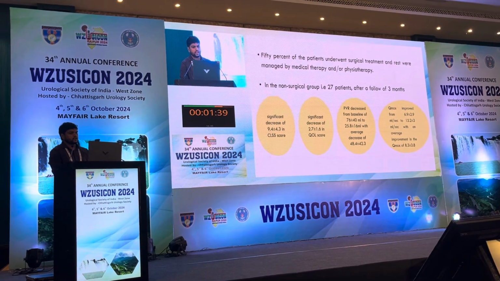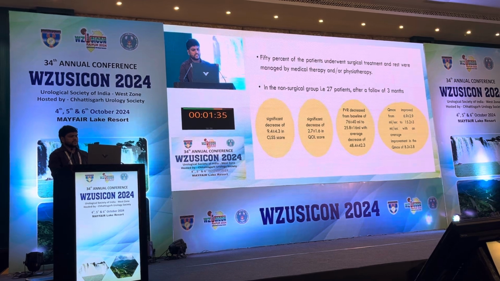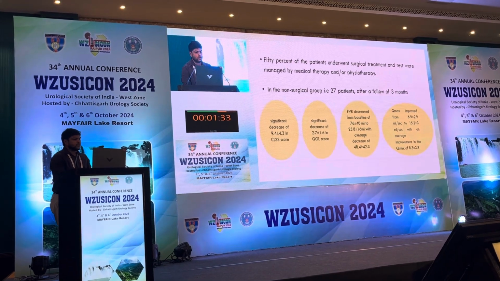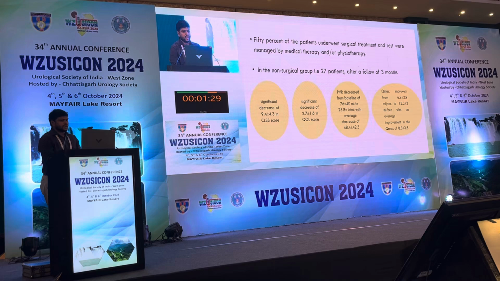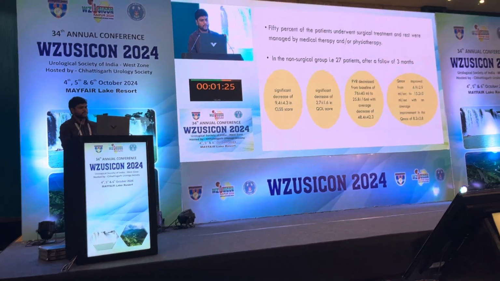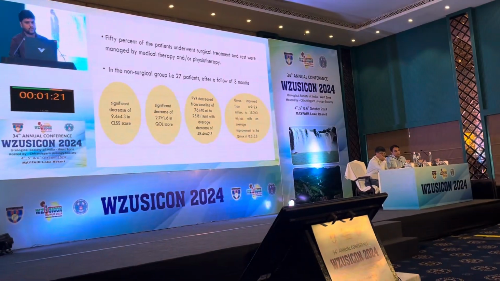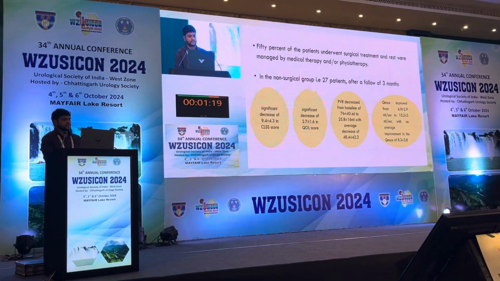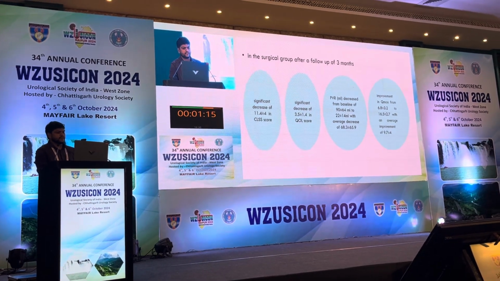In the non-surgical group, that is 27 patients, after a follow-up of 3 months, there is a significant decrease in the lower urinary symptom score and quality of life symptom score. PVR decreased significantly, with an average decrease of around 48.4 plus minus 42.3, and Qmax improved on average by around 8.3 plus minus 3.8.